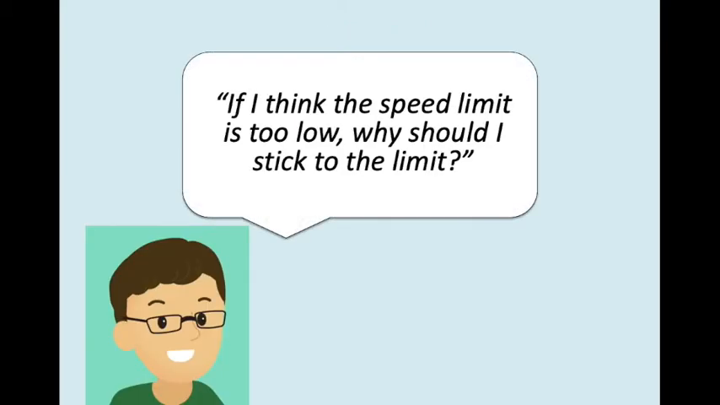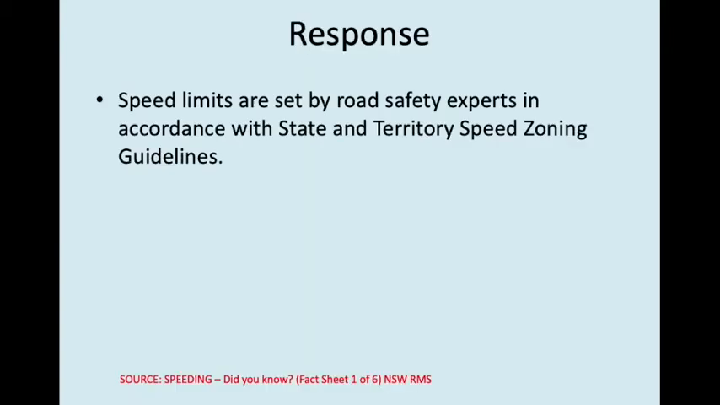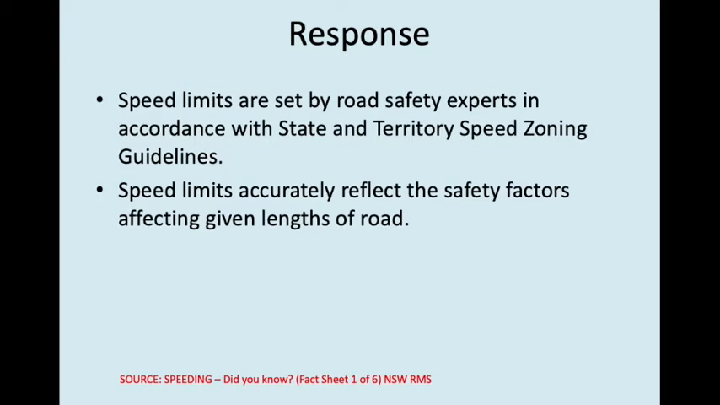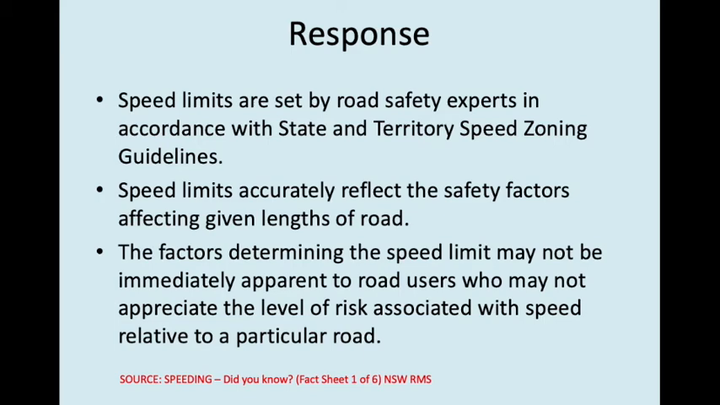Here we have another person who says, if I think the speed limit is too low, why should I stick to the limit? Speed limits are set by road safety experts in accordance with state and territory speed zoning guidelines. Speed limits accurately reflect the safety factors affecting given lengths of road. The factors determining the speed limit may not be immediately apparent to road users who may not appreciate the level of risks associated with speed relative to a particular road. And the source of that is a really good little fact sheet, which is Speeding Did You Know, which is on the RMS website in New South Wales.